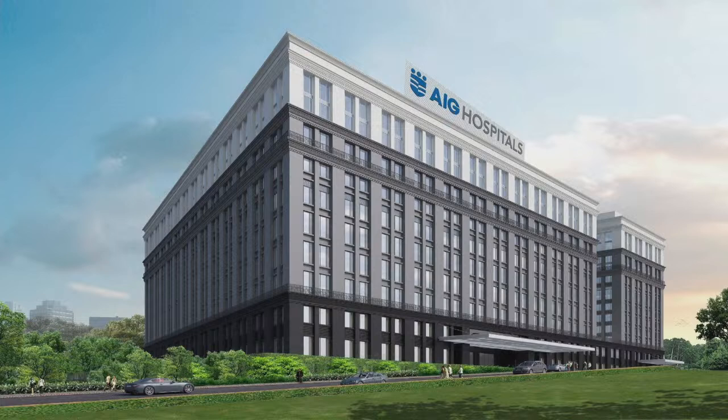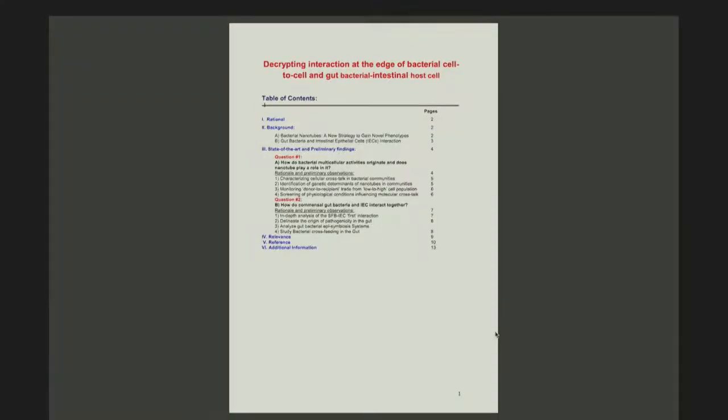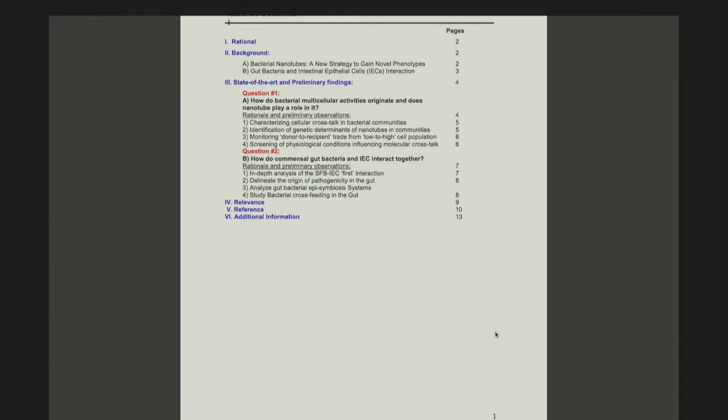So, like the title I said, we have the background of this thing: bacterial nanotubes, a new strategy, a novel phenotype, how they originate, and then how gut bacteria and intestinal cells interact. And we have a few questions up there. In one, how bacterial multicellularity originates.